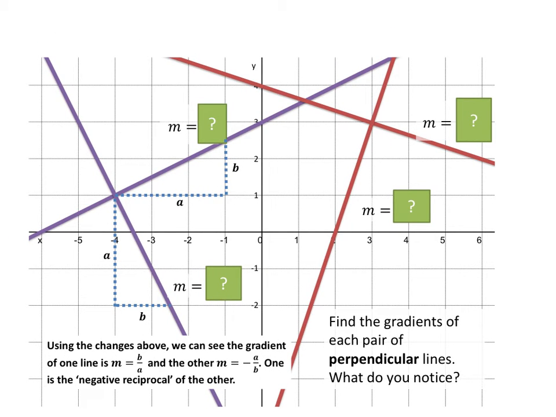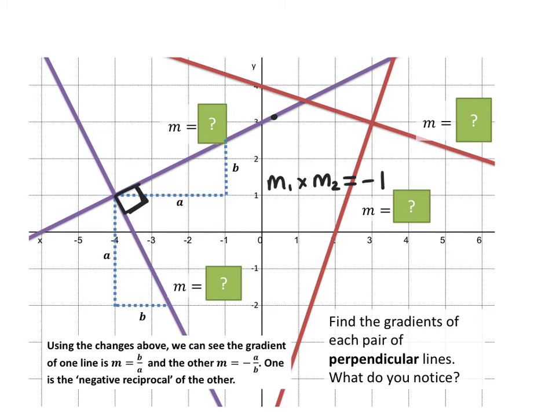Here we have different gradients, and we're able to work out the gradients. What we should find is the gradients of perpendicular lines. The gradient of one line multiplied by the gradient of the second line, if they are perpendicular, equals -1. We should remember that from GCSE. Here, these lines are perpendicular because they meet at a right angle, at 90 degrees.